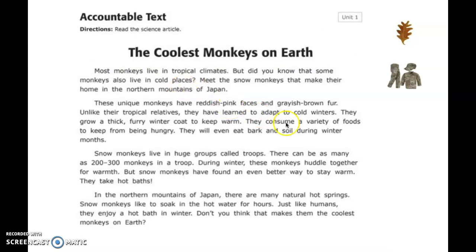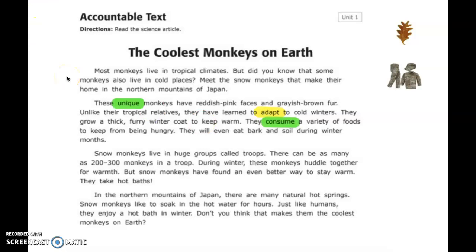Okay, now I am going to draw your attention to this word. This word is adapt. What does this word mean? I see a clue in the sentence that follows. They grow a thick, furry winter coat to keep warm. That clue tells me what snow monkeys do in order to live in a cold place. So adapt means to change or adjust for a certain purpose or condition. That makes sense in the sentence.